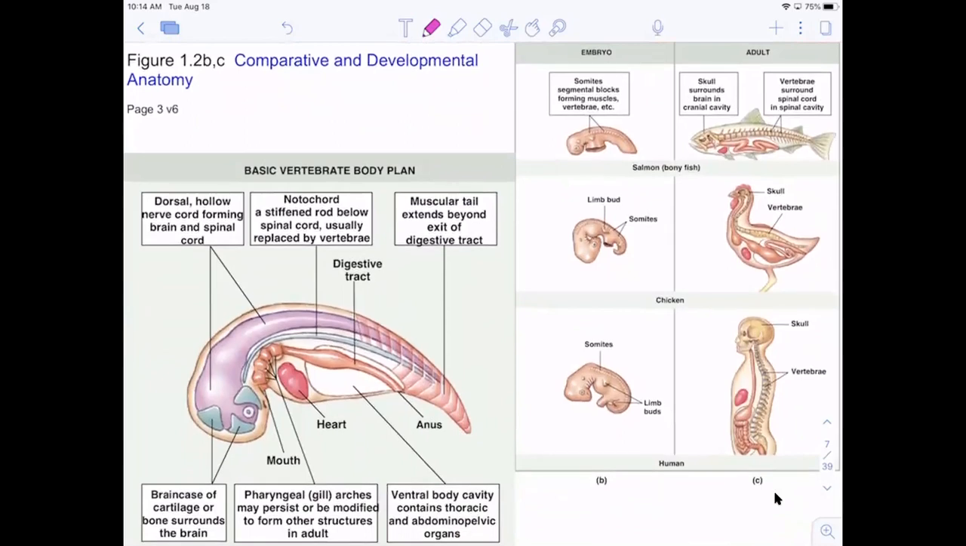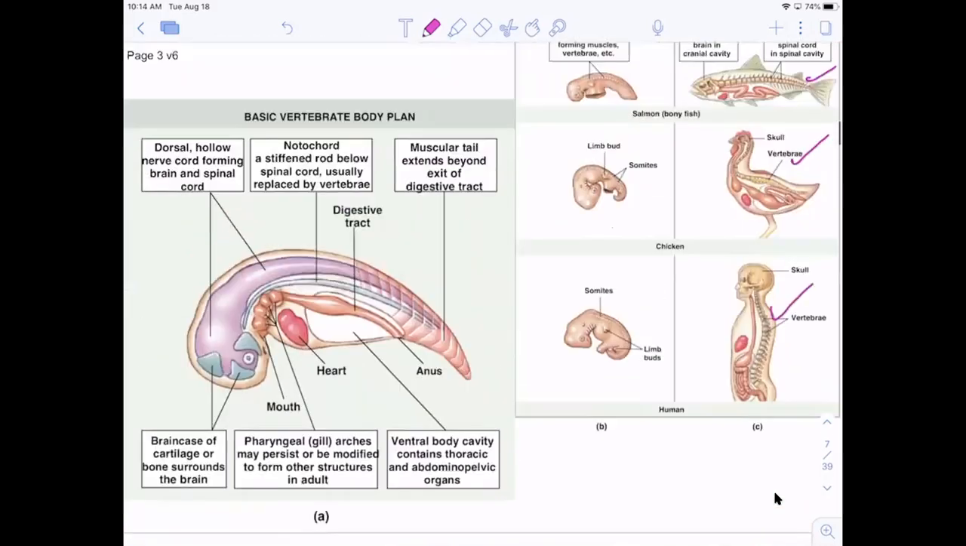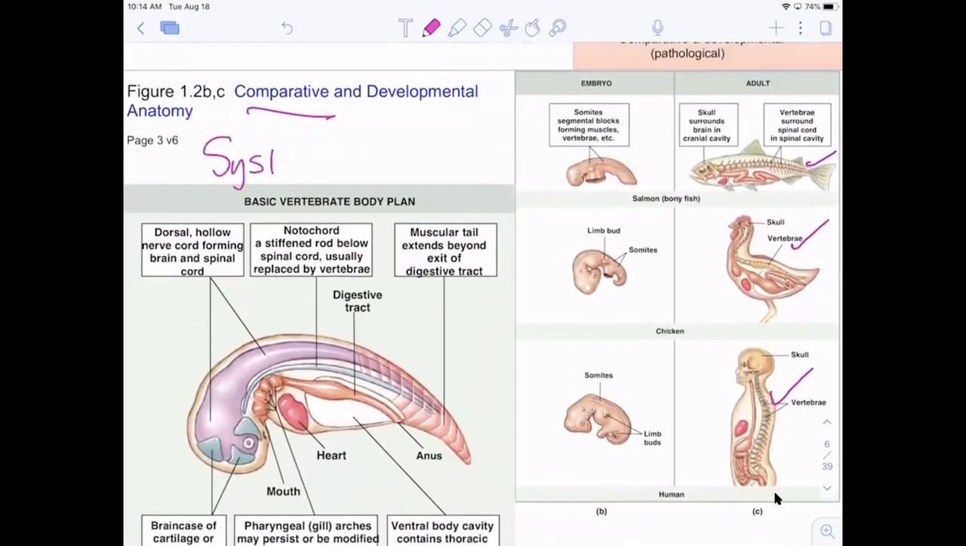There are different ways to study anatomy. There's comparative anatomy, where you're basically studying fish versus chickens versus humans, comparing the differences in those anatomies. There's developmental anatomy, where you're studying one thing as it develops, so humans from an embryo to a full-grown human. We don't study that way. We study systemic anatomy. And systemic anatomy is looking at the organ systems as we go through each one. So that's what we look at.